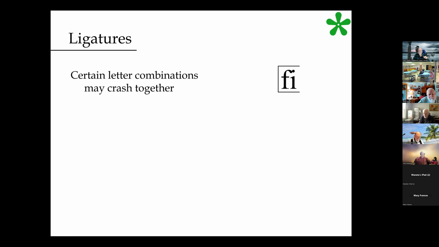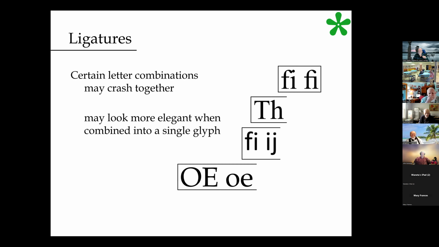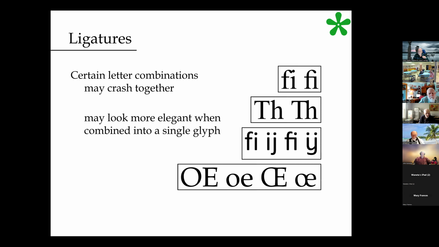Ligatures is when you have certain letters like F and I where they get that awkward crash between the two letters, and ligatures will overcome that. So it combines them into a single glyph, so it might look more elegant. So the TH, you see it as a ligature, it just looks more elegant.